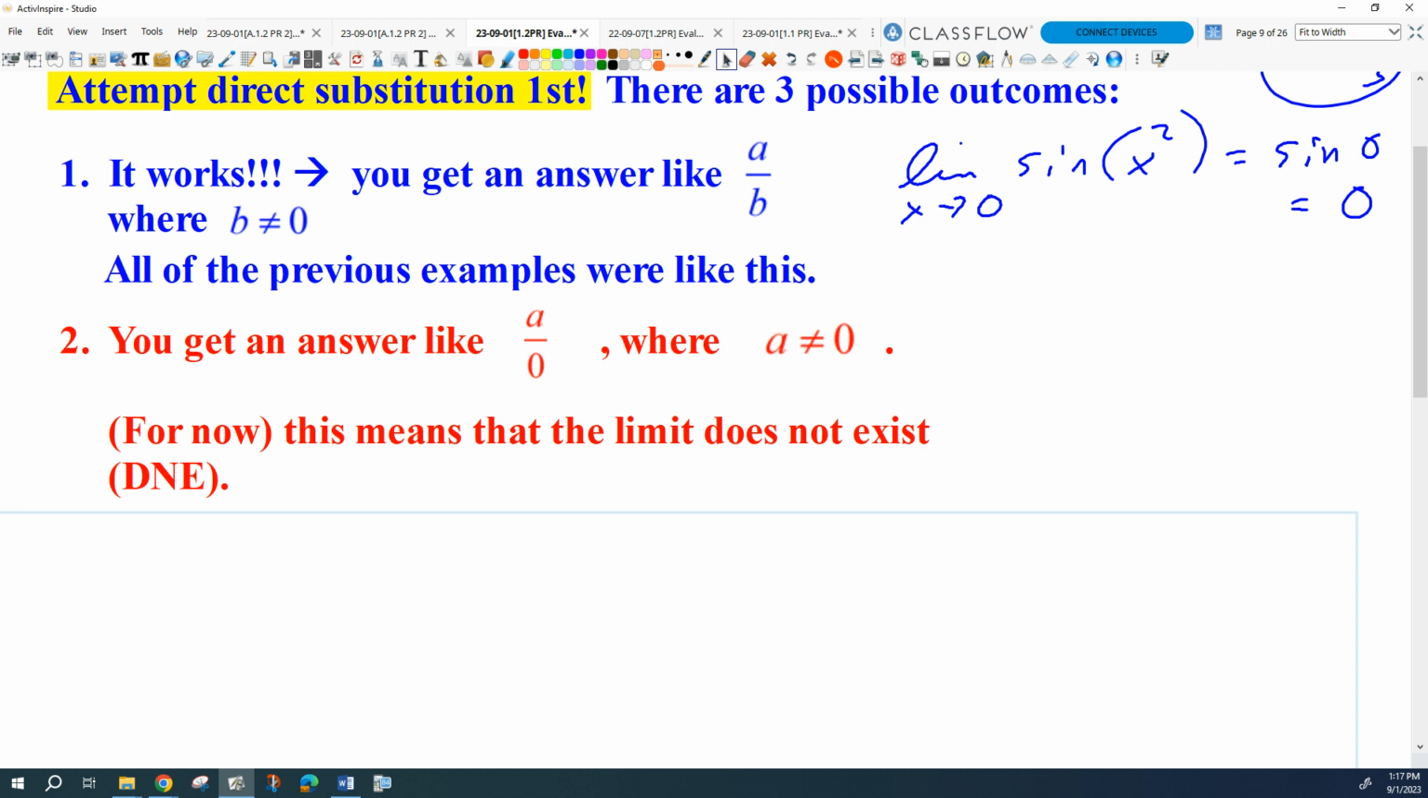What does this mean? The limit doesn't exist. We'll get more specific with that later, but for now, no limit. That's the answer. You're done for now. Those two are easy. They're quick. Either you get an answer with direct substitution, or you get a 0 on the bottom and there's no limit. Done.